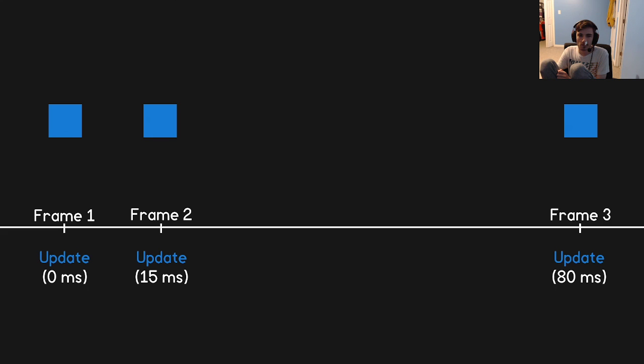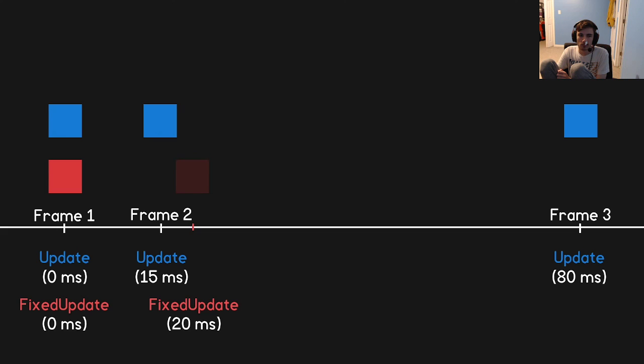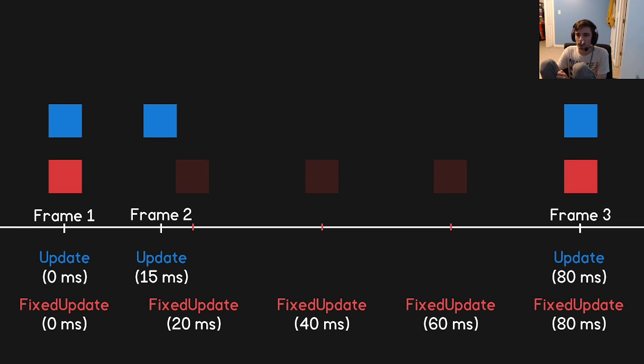Unlike update, fixed update doesn't care when the scene is drawn, instead it's called at a fixed interval, the default being every 20 milliseconds. So we'd have our first fixed update call at time 0, then 20 milliseconds later it would be called again. Note that the object's new position will not have been drawn onto the screen yet, because fixed update was called after the last frame was drawn. So fixed update continues to be called every 20 milliseconds, and the object's position is updated inside of the physics engine. Finally, at the 80 millisecond mark, the object's position is drawn onto the screen.